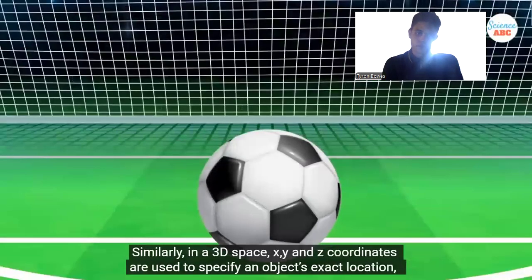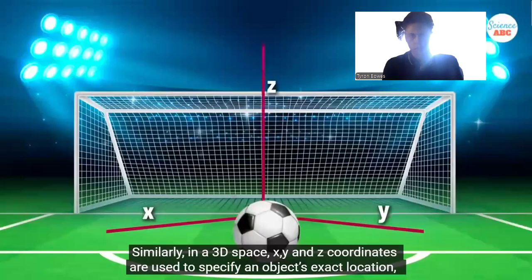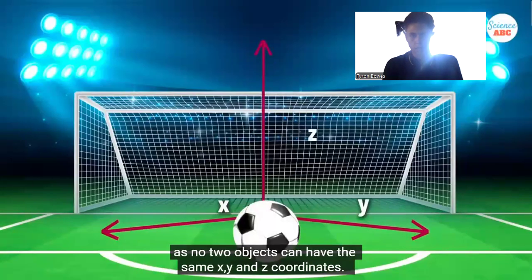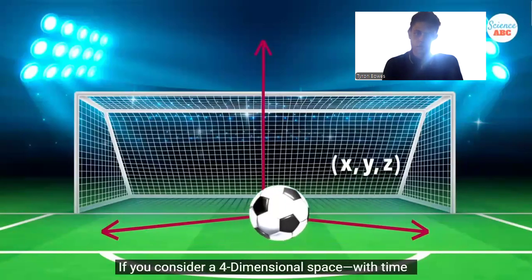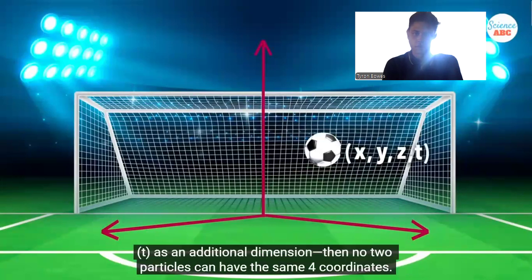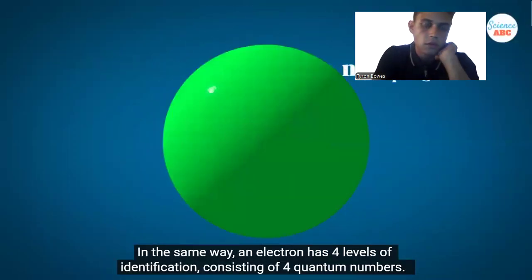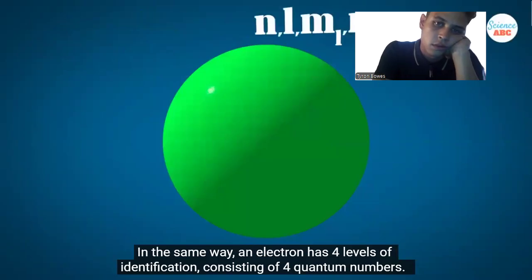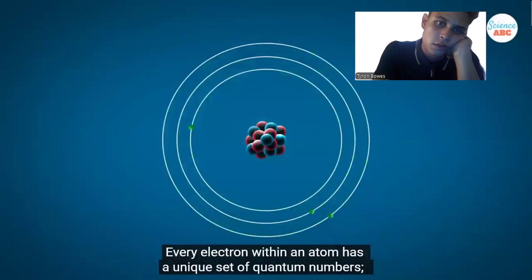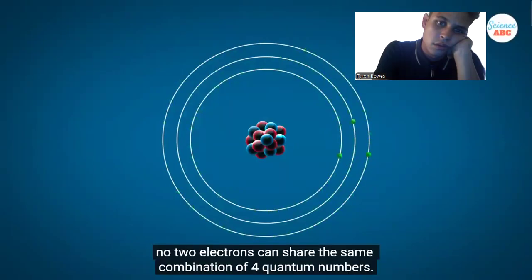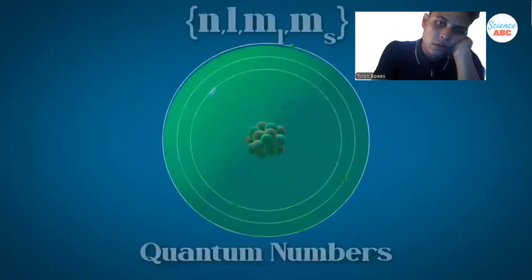Similarly, in a 3D space, X, Y, and Z coordinates are used to specify an object's exact location, as no 2 objects can have the same X, Y, and Z coordinates. If you consider a 4-dimensional space, with time, t, as an additional dimension, then no 2 particles can have the same 4 coordinates. In the same way, an electron has 4 levels of identification, consisting of 4 quantum numbers. Every electron within an atom has a unique set of quantum numbers. No 2 electrons can share the same combination of 4 quantum numbers.